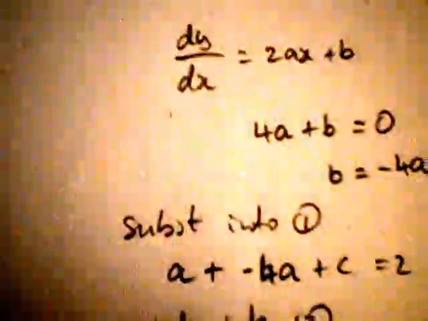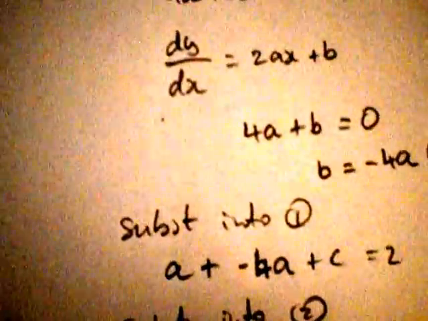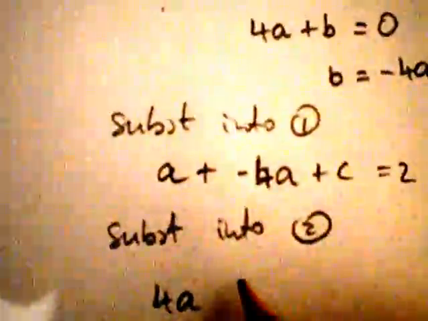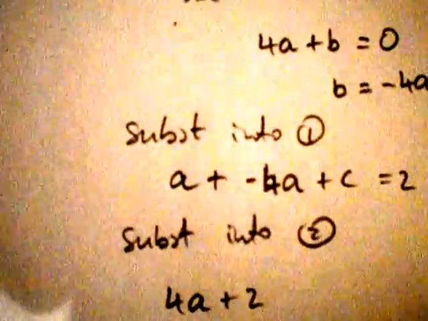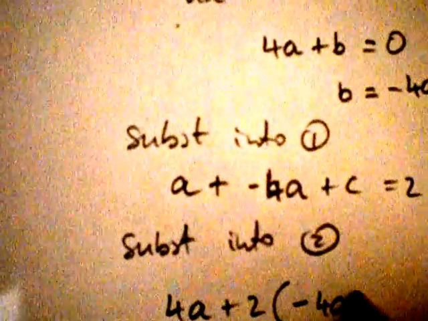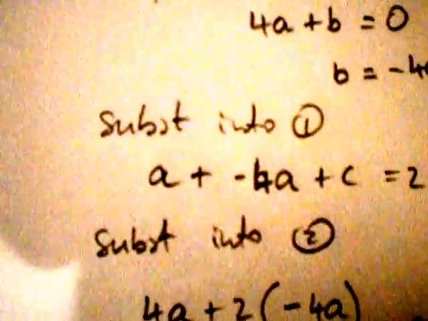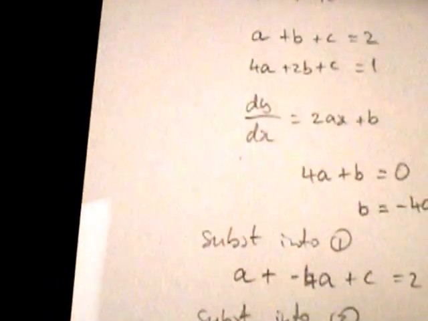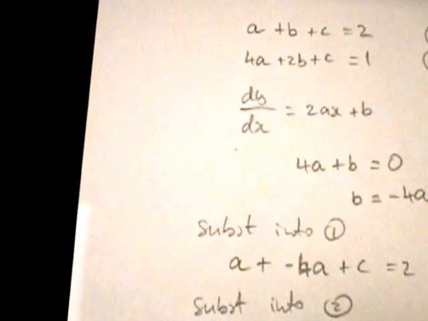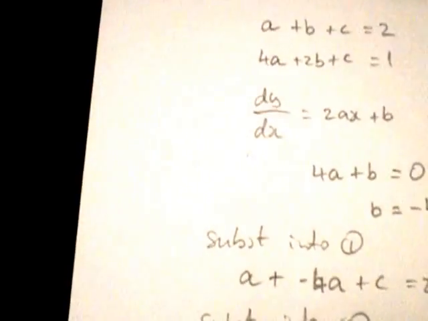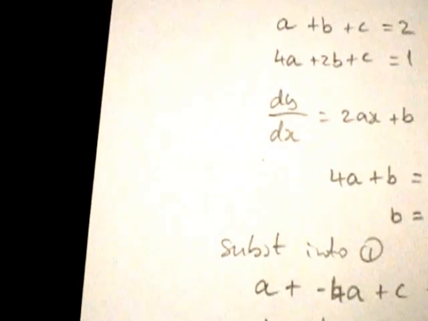Same again with the second equation, so we had 4a plus 2b, but of course instead of b we have negative 4a, and then what do we have? We had plus c, and this time, because we're substituting into the second equation, that was equal to 1. Let's tidy these up slightly.